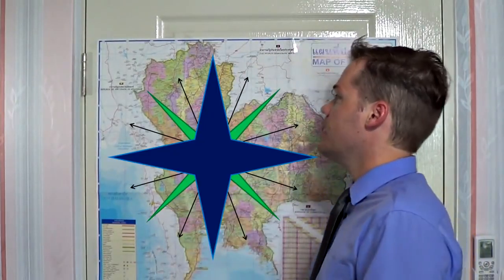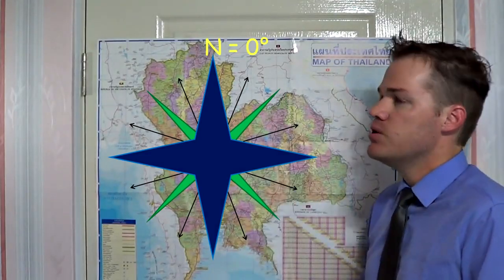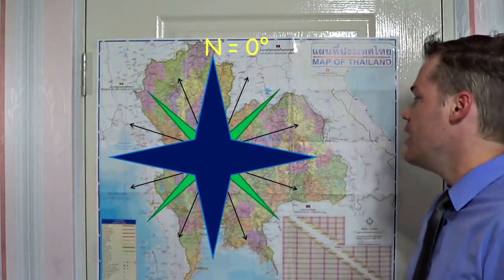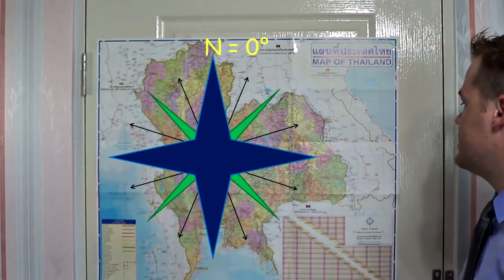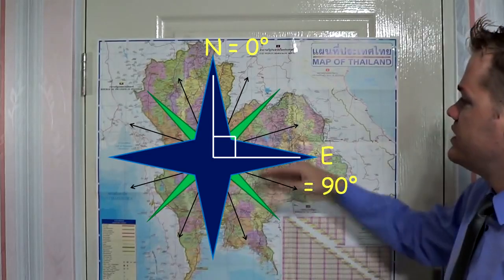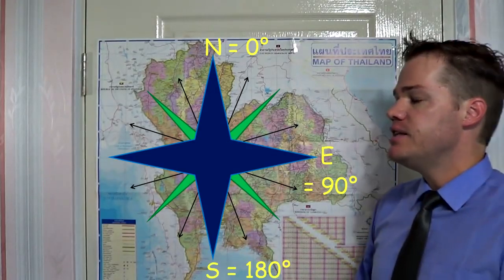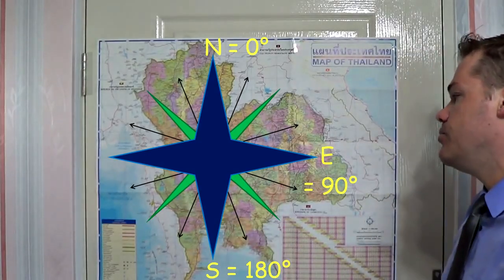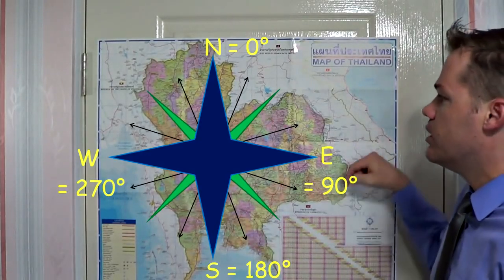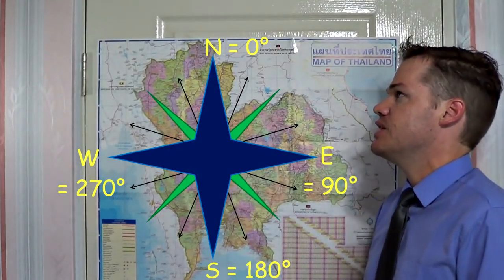When we calculate a bearing we always start at north. North is 0 degrees. Then we go to east. East is exactly 90 degrees, and it makes perfect sense because all of us can see that it's 90 degrees. Then we go down to south, which is 180 degrees, and west would be 270 degrees. And when you go all the way around to north, it will be 360 degrees.